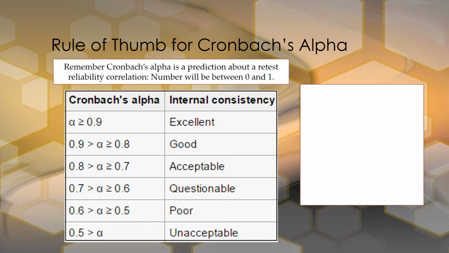In this video, we're going to talk about how to interpret Cronbach's alpha. First, I'm going to give you rules of thumb for Cronbach's alpha. So you calculated it. Now, what does that number mean? Remember, Cronbach's alpha is a prediction about a retest reliability correlation.